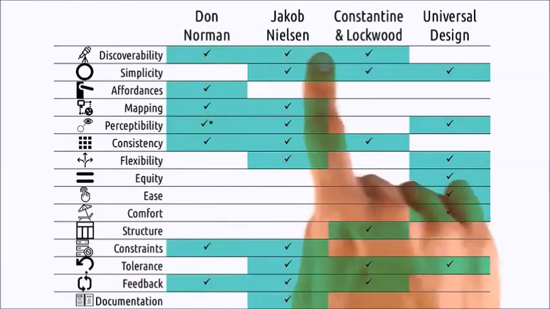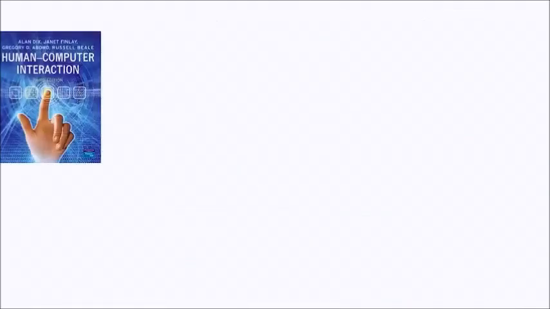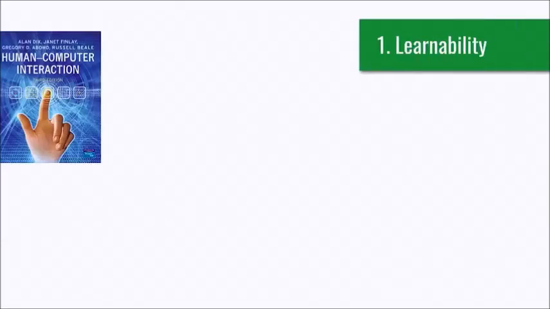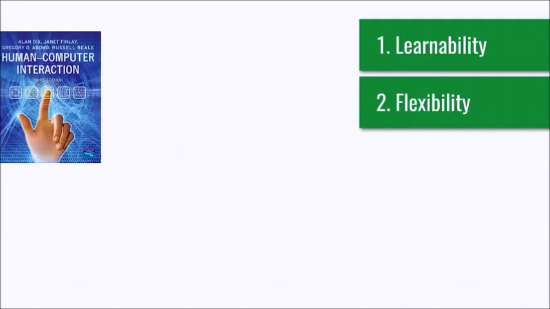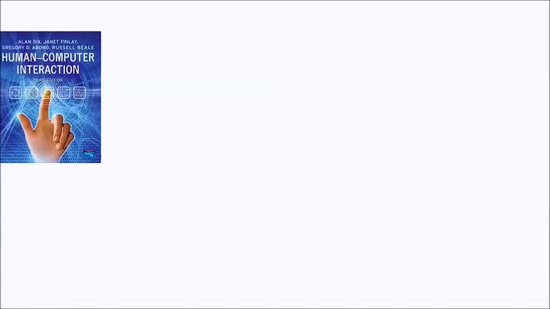These also certainly aren't the only 4 sets of design principles. There are several more. For example, Dix, Finlay, Abowd, and Beale propose 3 categories of principles: learnability, for how easily a new user can grasp an interface; flexibility, for how many ways an interface can be used; and robustness, for how well an interface gives feedback and recovers from errors. We talk about their learnability principles when we discuss mental models.